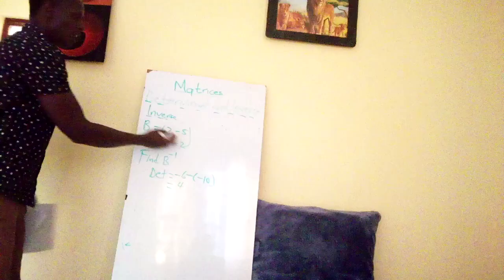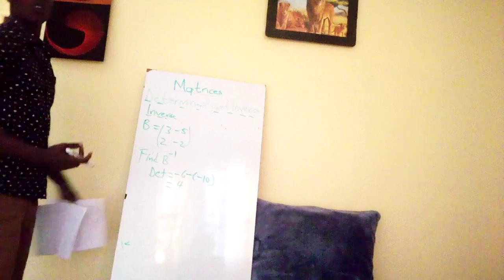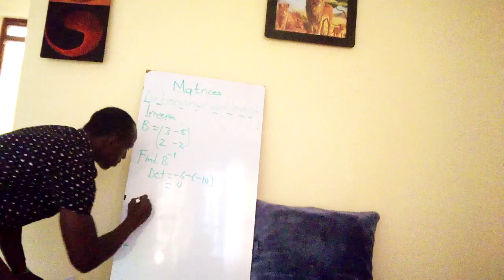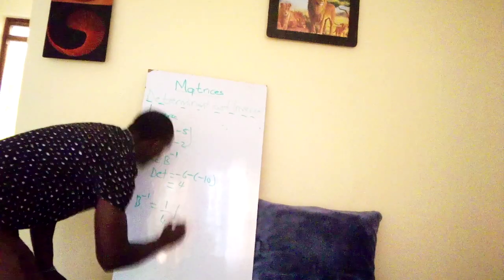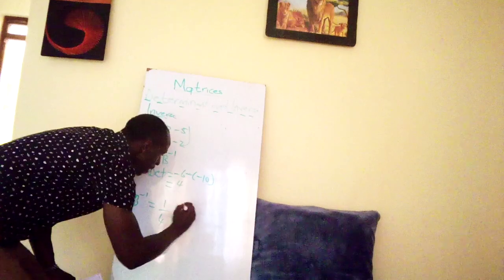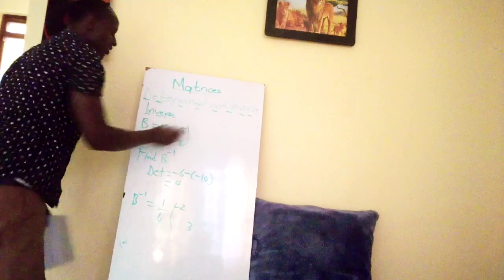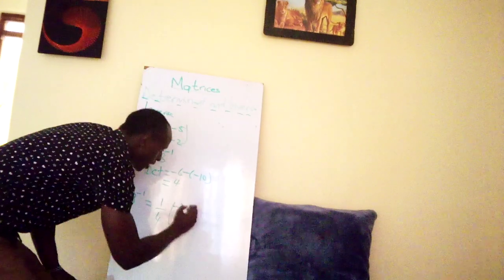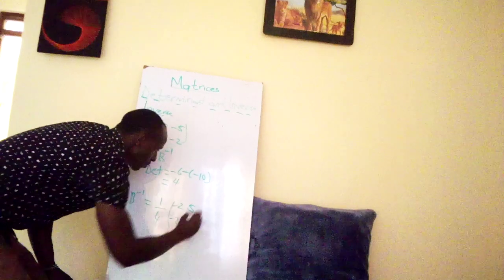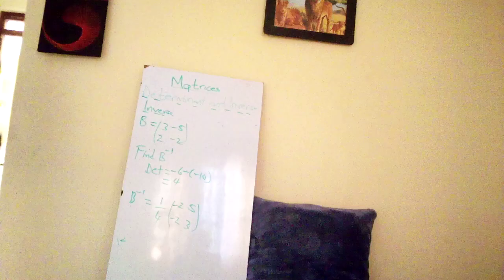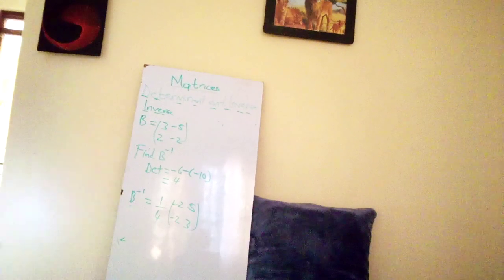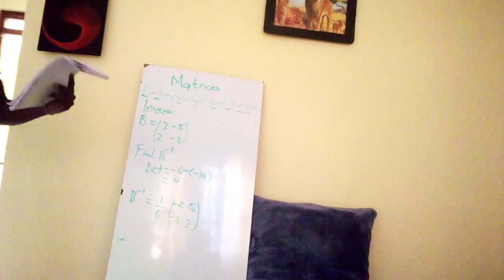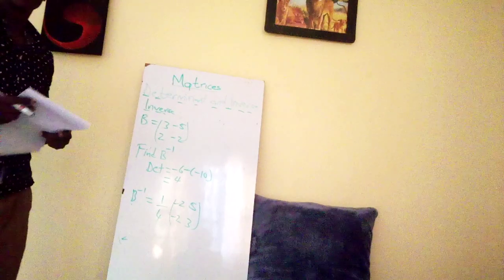Then what do we do? The numbers in the leading diagonal, we interchange. So the inverse, B to the power negative 1, will be the same as you take 1 over 4, because 4 was the determinant, brackets, negative 2 comes here, 3 comes here. These two change their sign. Negative 5 becomes positive 5, 2 becomes negative 2. And that's the inverse of that matrix. So that's how you calculate the inverse.